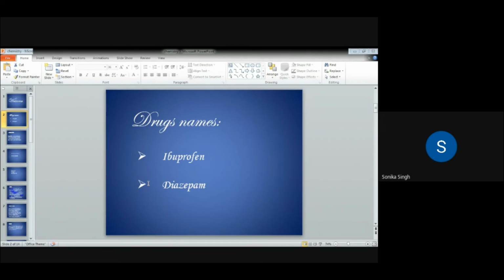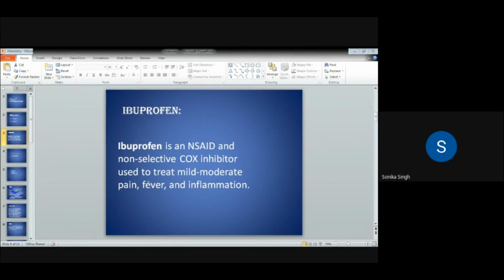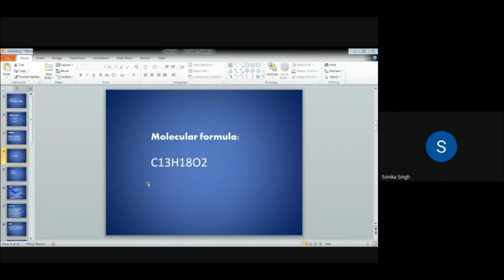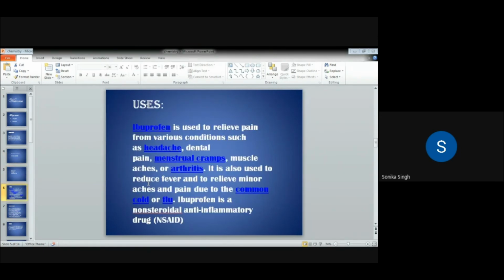Today I chose the topic of drugs, and I have taken two drugs which are ibuprofen and diazepam. The first is ibuprofen. Ibuprofen is an NSAID and non-selective COX inhibitor. NSAID means non-steroidal anti-inflammatory drugs, which are used in pain, fever, and inflammation. Inflammation means swelling, and the swelling that comes after an operation, it is used in that. The molecular formula for it is C13H18O2, and the molecular weight is 206.29 gram per mole.